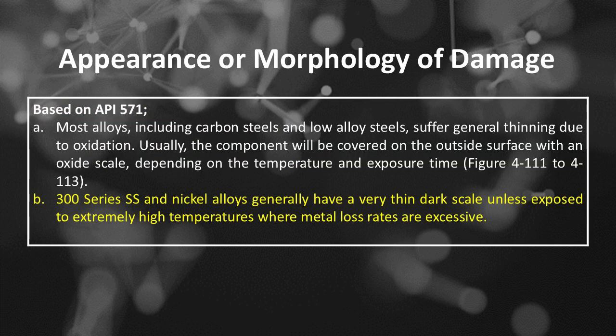Number B: 300 series SS and nickel alloys generally have a very thin dark scale unless exposed to extremely high temperatures where metal loss rates are excessive.